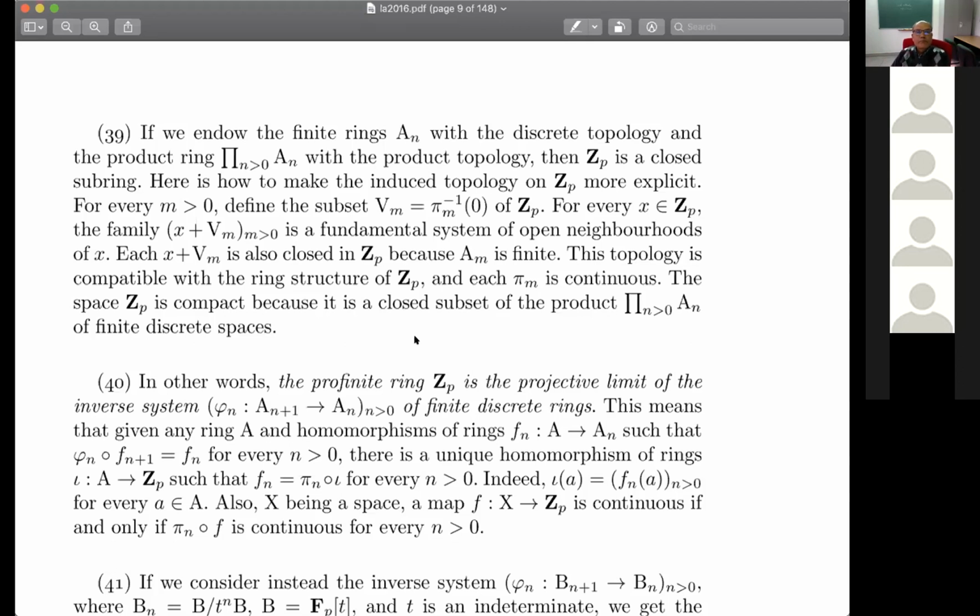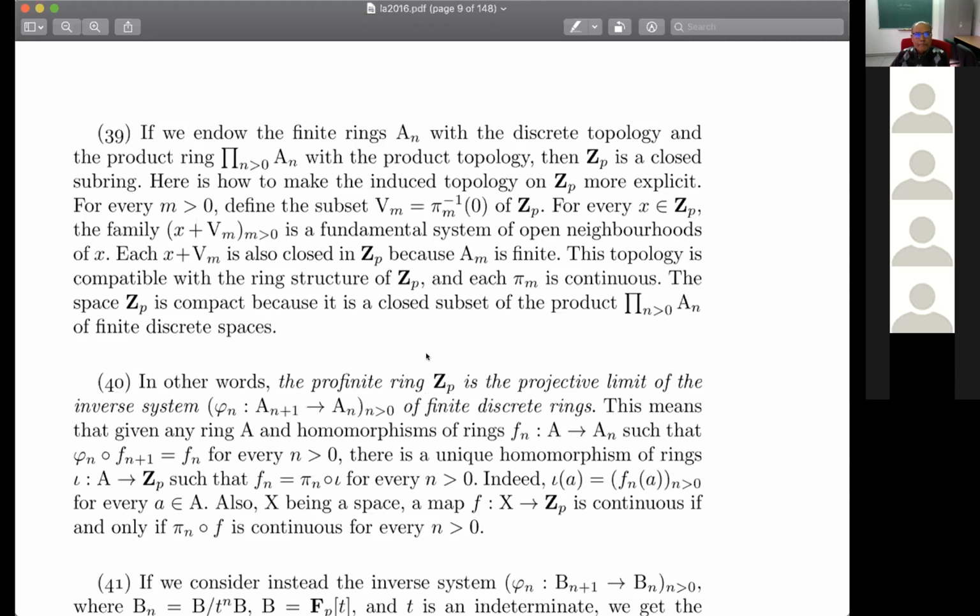So here we have the subsets Vm, which are the inverse images of 0 under this map pi m. And this is what is happening: you are translating Vm by x to get a system of neighborhoods of x. It's a fundamental system of open neighborhoods. And what does that mean, fundamental system? It means that if I'm given any open neighborhood of this point x, there's one in this system which is smaller, which is contained in that neighborhood.